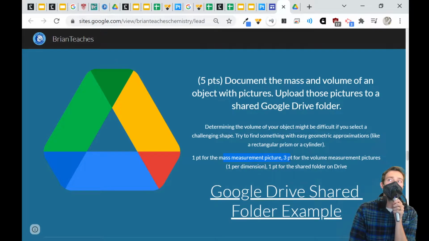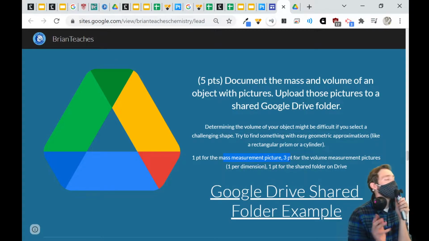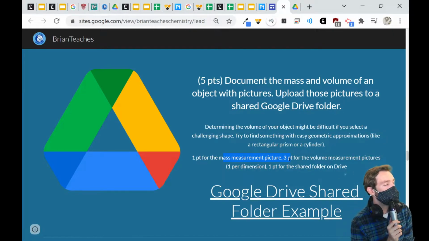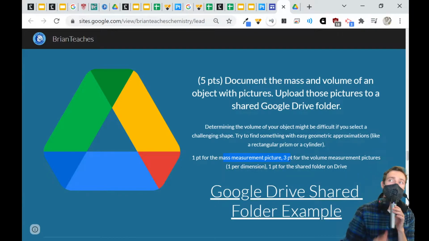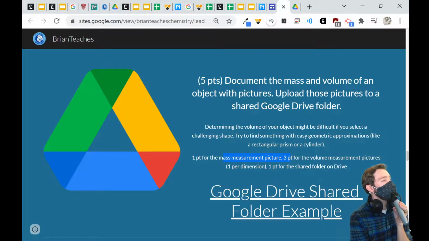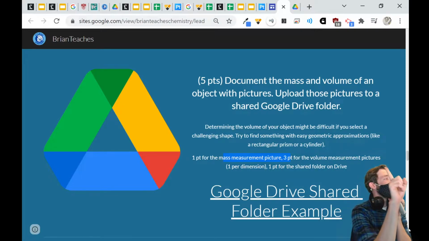So you will have to include that Google Drive folder. And in that, you will be taking some measurements of an object, and you're going to select it. But because lead is dense, we're going to be talking about density. I want you guys to figure out how to calculate density. Do you guys know how to calculate density? It's mass divided by volume. So that means you're going to have to record mass and you're going to have to record volume.